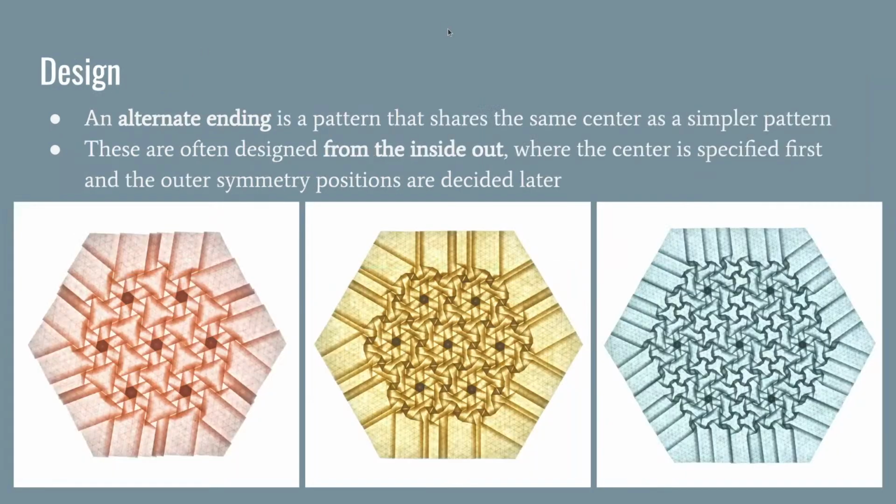And then design terms. An alternate ending, this is another of my terms, is a pattern that shares the same center as a simpler pattern. And these are often designed from the inside out. So you specify the center first, and then you decide, okay, I'm going to fill these outer symmetry patterns with a bunch of triangles, or I'm going to use triangles and rhombi to go between the repeats of the center.